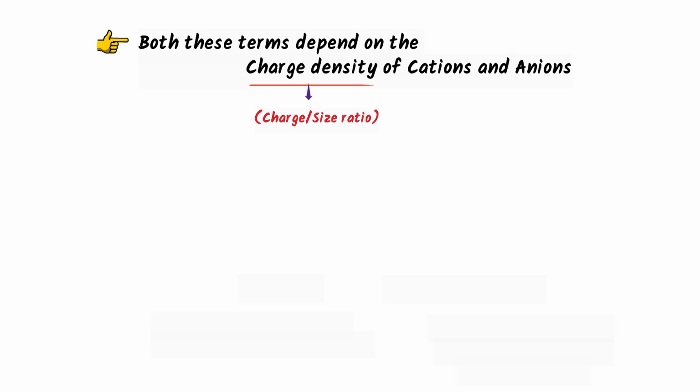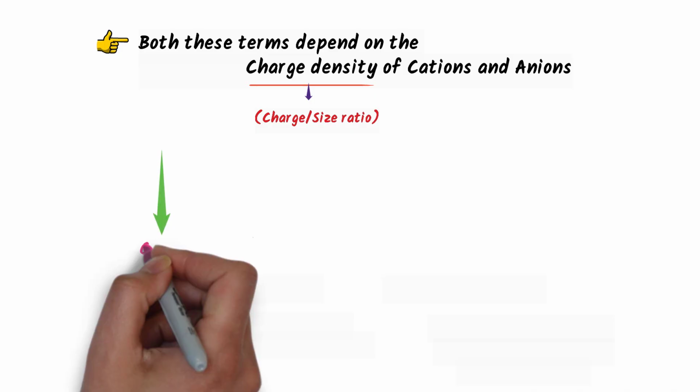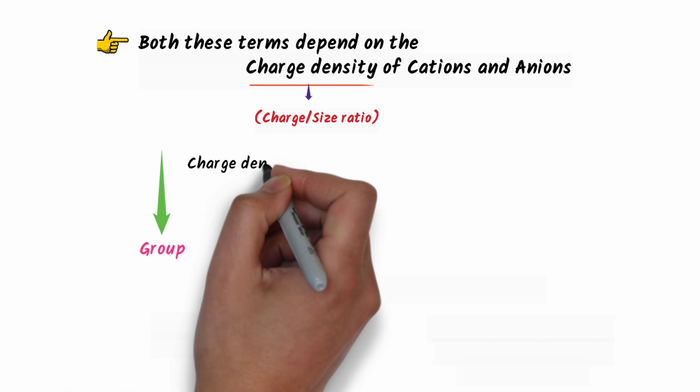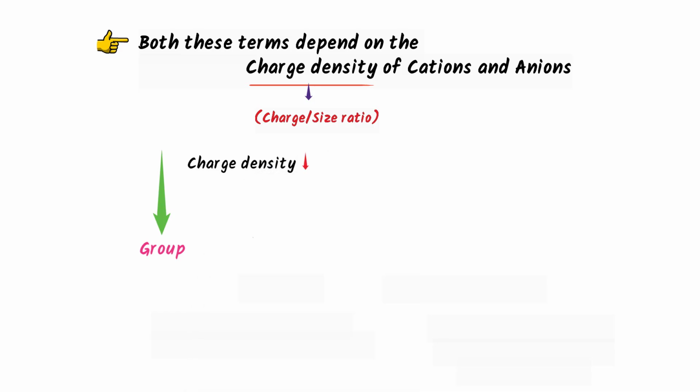In the same way, if the charge density of cations and anions is higher, they'll attract more water molecules around them. In other words, they'll get more hydrated, thereby increasing the hydration energy and allowing more dissolution of that salt in water. For example, on moving down the group, charge density decreases because the size of the ion increases.